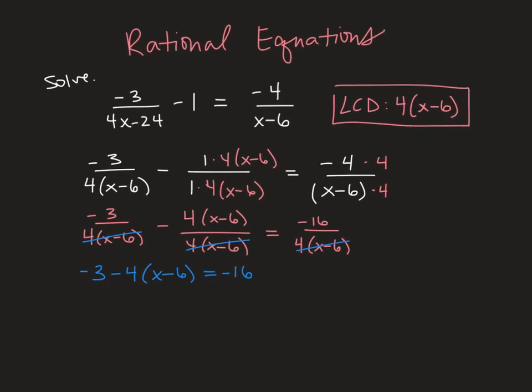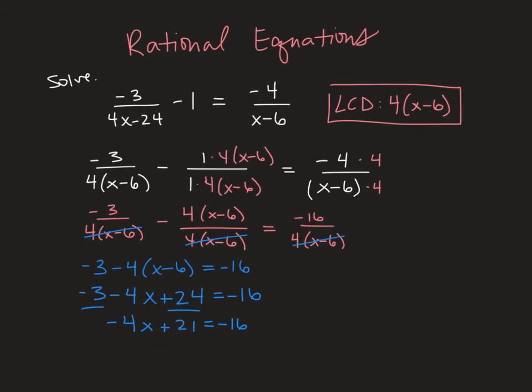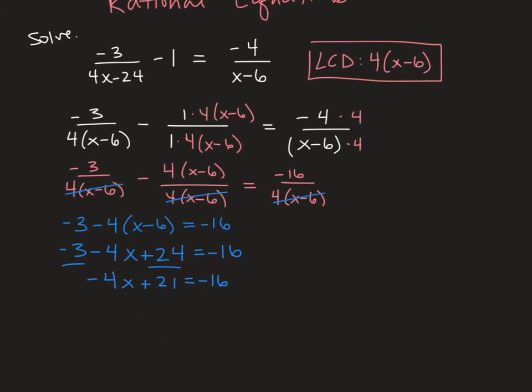So we'll first distribute the -4, and we'll combine like terms and solve for x. Over here, we can combine this to a plus 21. Then what we'll do is subtract 21 from both sides, and we'll have -37. And therefore, our final answer when we divide by -4 is positive 37/4. Kind of a weird answer, but it works.